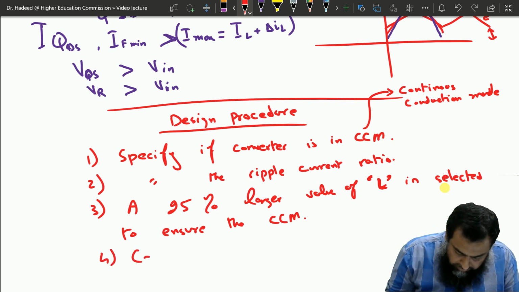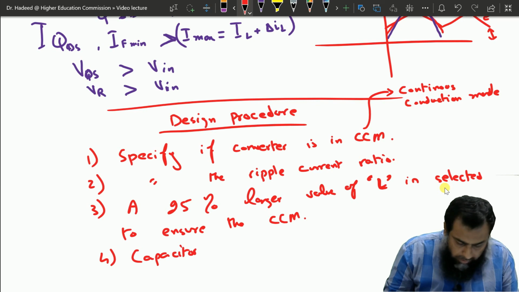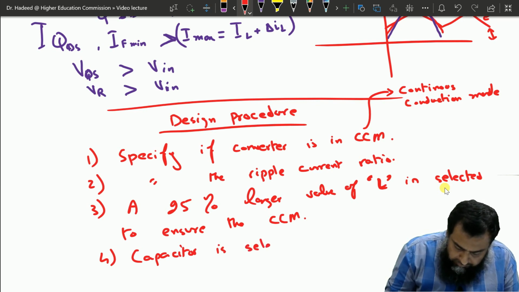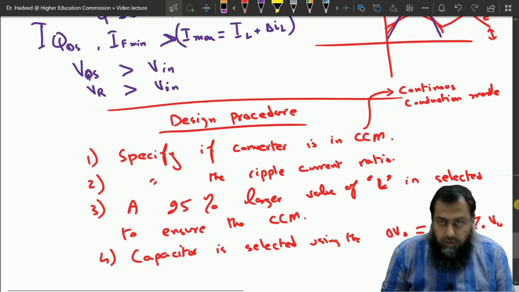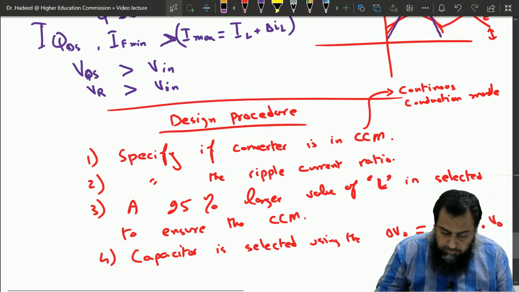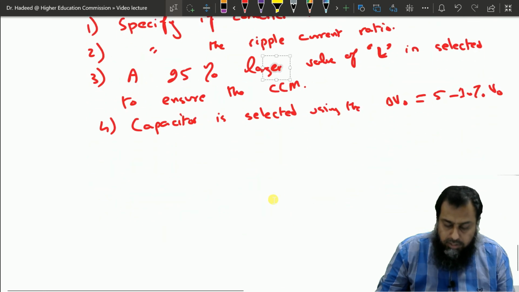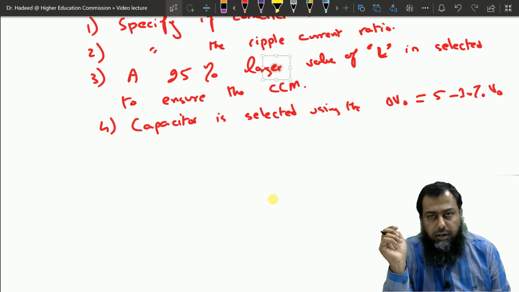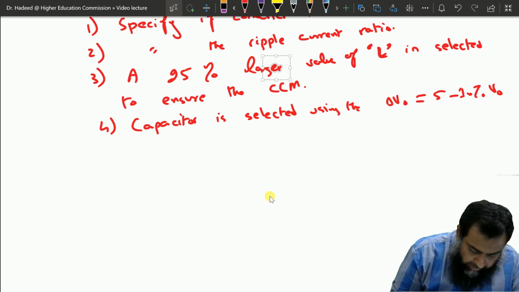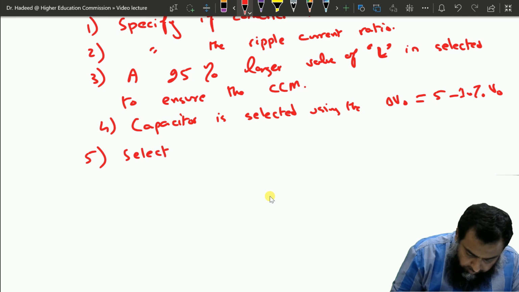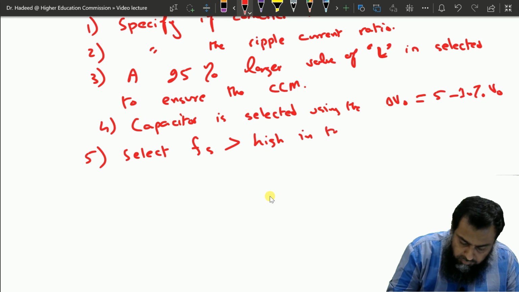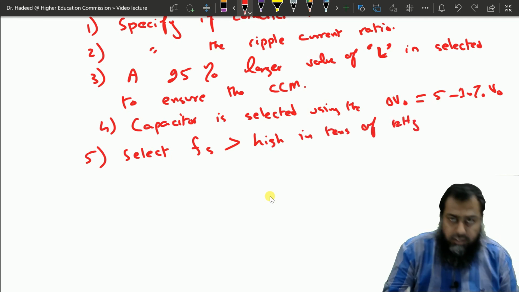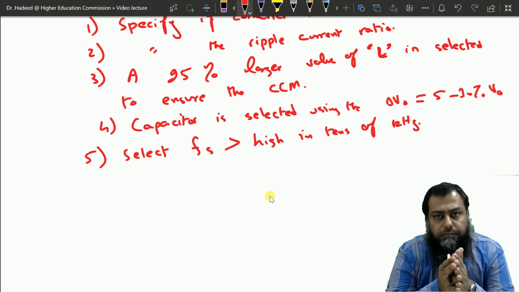Then we need to select the capacitor. Capacitor is selected using the delta V naught, which is equal to 5 to 10% of the V naught. So for this particular ripple in the output voltage, it is usually attributed as 5 to 10% of the rated output voltage V naught. Then we select the switching frequency Fs, which is usually kept high, in tens of kilohertz, so that the size of the magnetic component can be reduced, right?